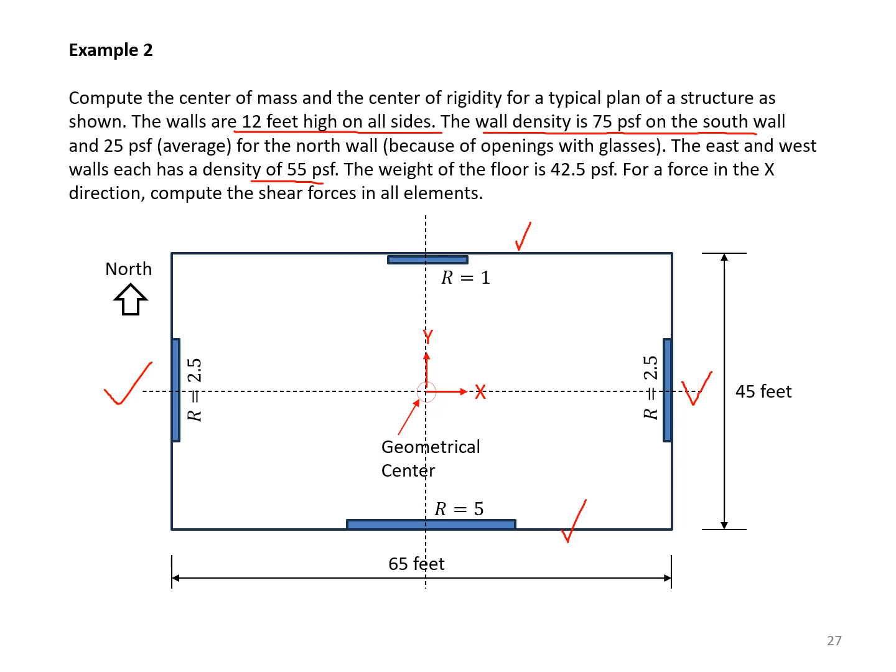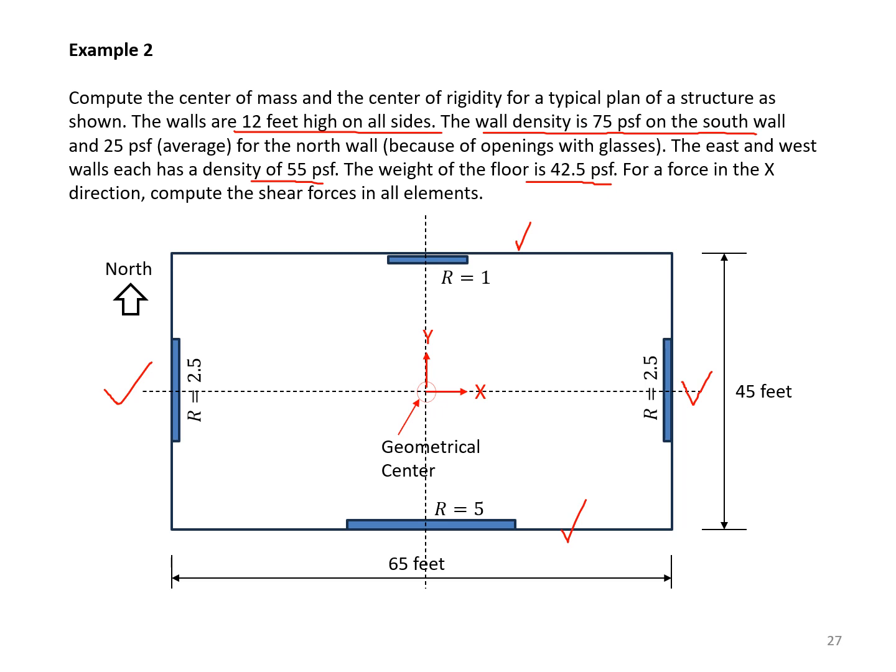The rigidities are symmetric, walls are symmetric, so it looks like that in the other direction, in the y direction. When we do the calculations, we will see that there is some symmetry in there. The total weight of the floor is 42.5 pounds per square foot. All right, so that's the dead load of the floor.